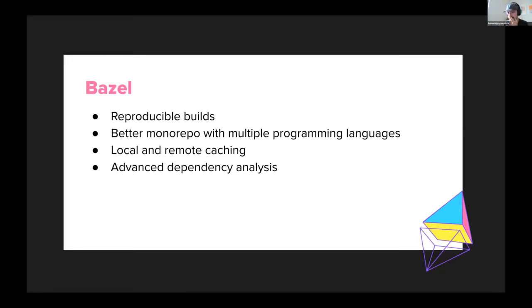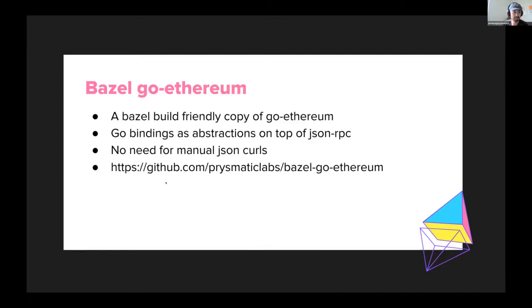And then at the same time, Bazel also has remote caching, which is very, very nice to run CI and tests in a massive code base. And then it also has advanced features such as dependency analysis. You can query the dependency graph and stuff. And that's why we are using Bazel as of today.